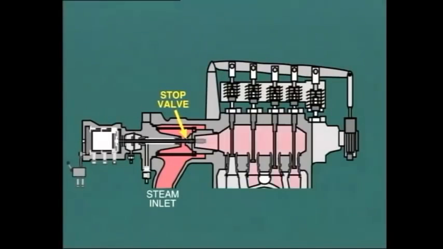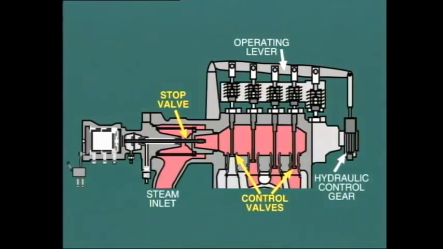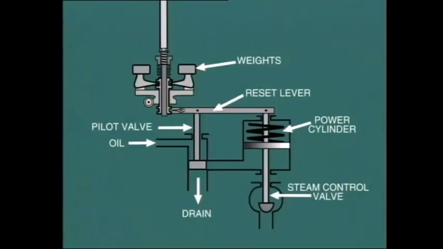During normal operation, the stop valve remains in the wide open position, while the control valves are modulated to adjust steam flow. The actual opening of the control valves is determined by the position of the operating lever, and this in turn is adjusted by the power cylinder of the hydraulic control gear. This schematic shows us a simplified version of a hydraulic control scheme.